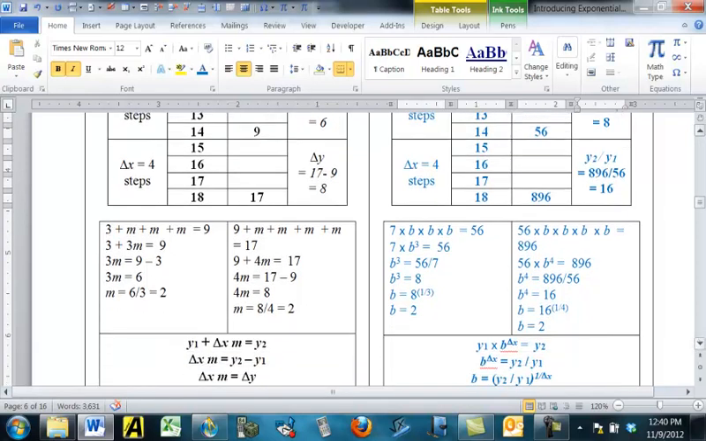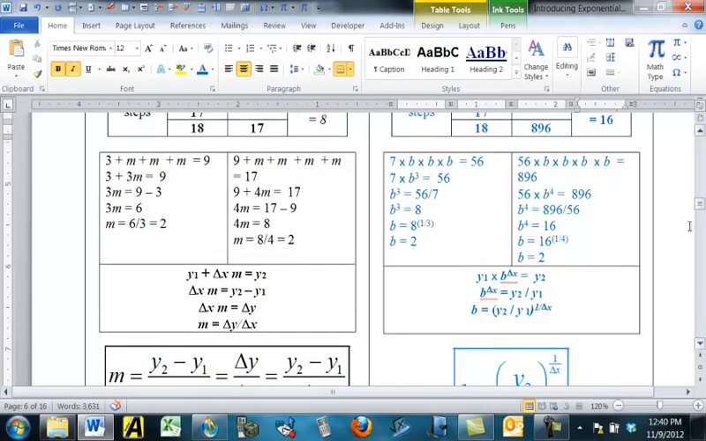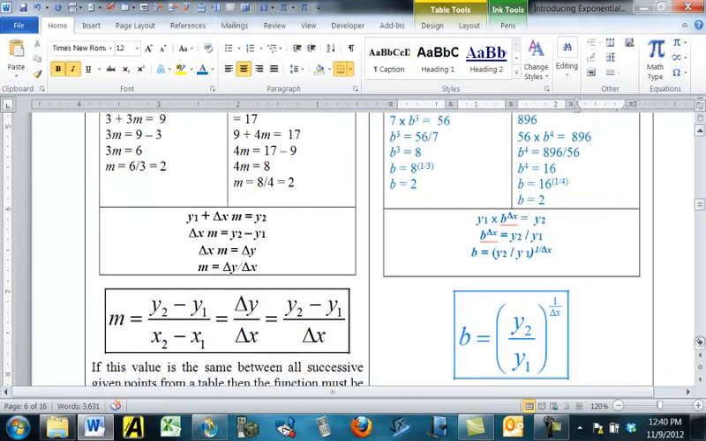And again, it's 2. So look what we've got in general. We've got y1 times base to the power delta x has got to be y2. So we divide both sides by y1, and we get base to the power delta x is y2 divided by y1. And so then we have the base is y2 divided by y1 to the power 1 over delta x, or the delta x root. So that's our general formula for the base.